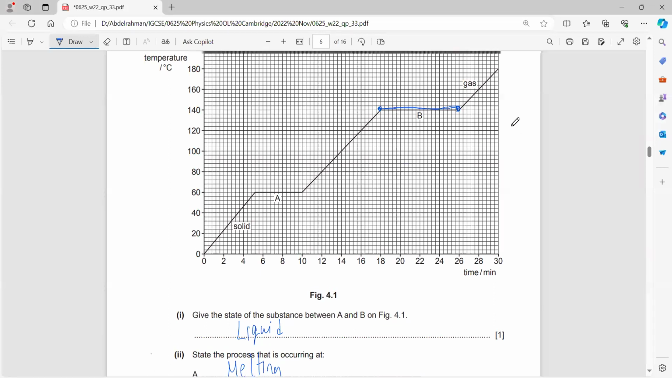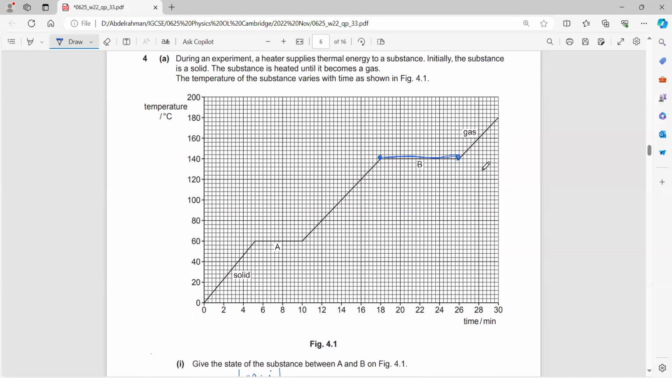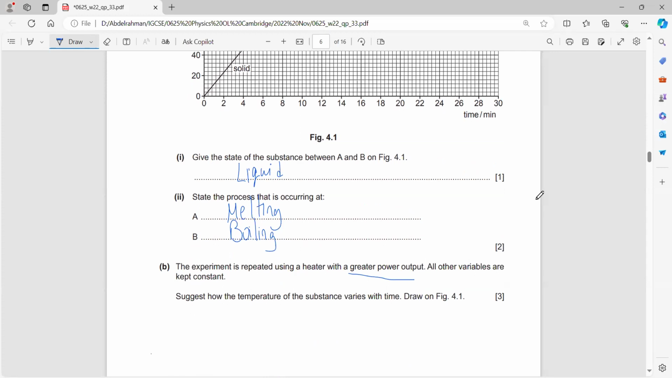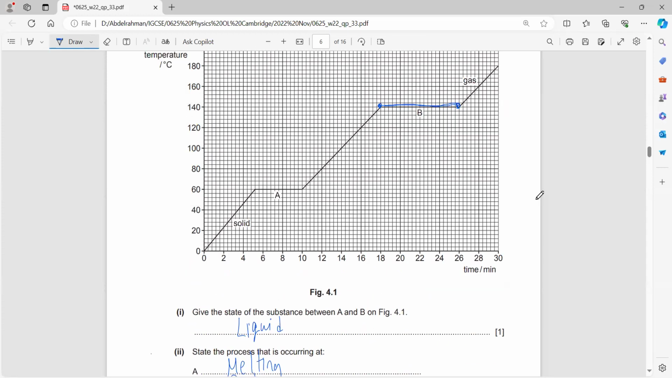But finally, when I reach the gas, will I take the same 30 minutes or will I take less than 30 minutes? That's the whole point. Less. Will I take the whole time? No, I won't take the whole time. Why will I take less time? Because it has a greater power output. Greater power output means it will finish the whole process in less time. That's the whole point of power. We can transfer the same energy but in less time. Right?